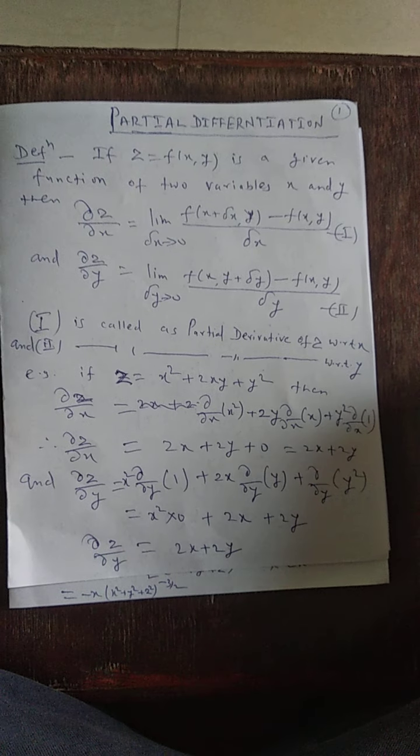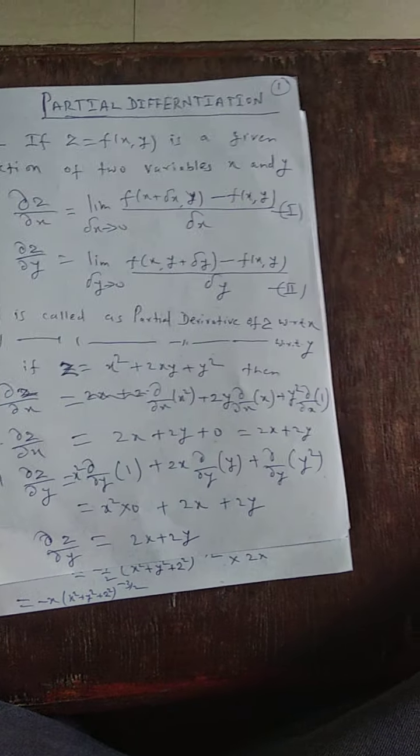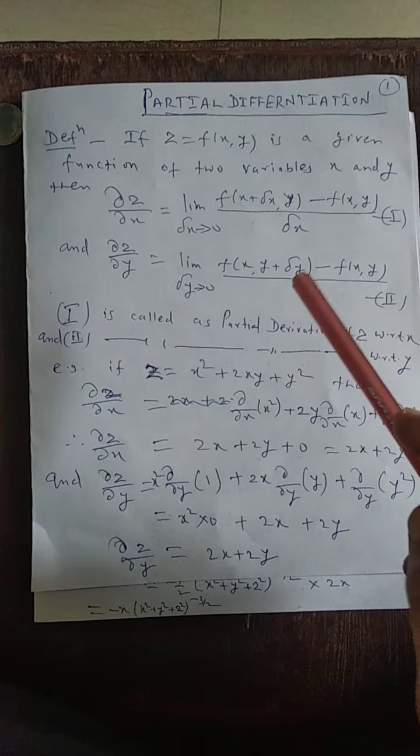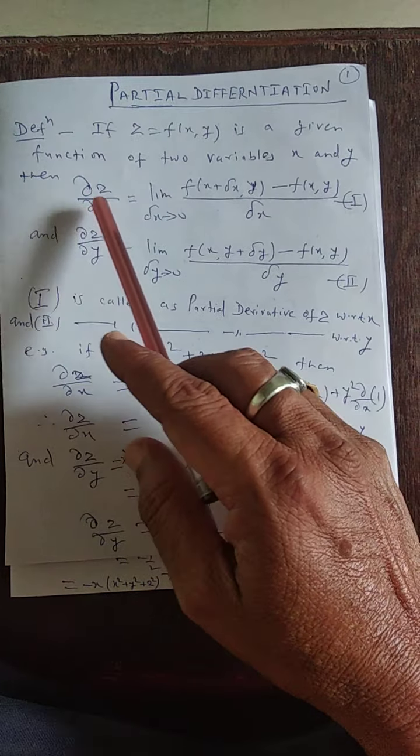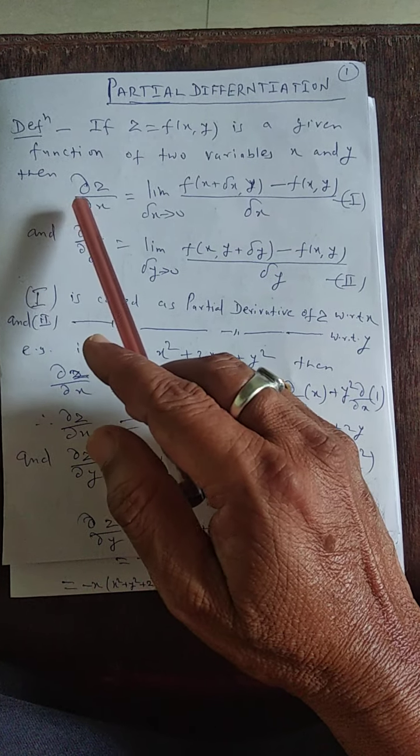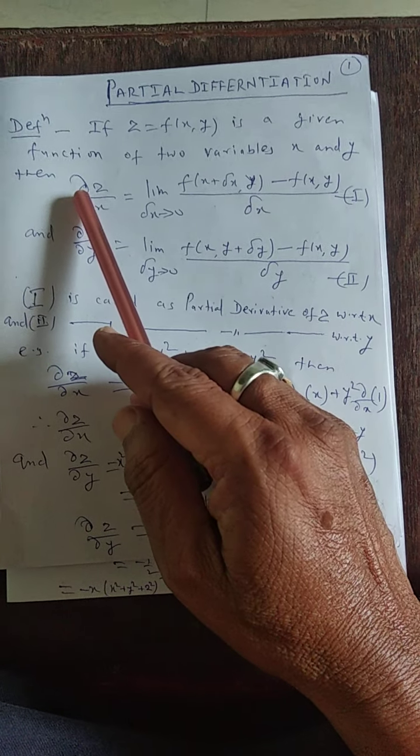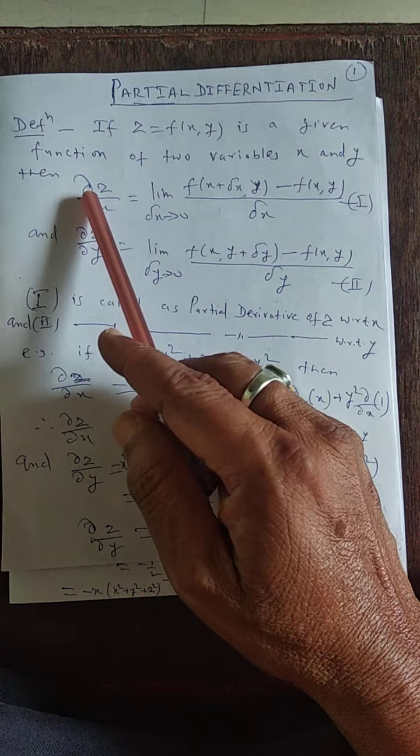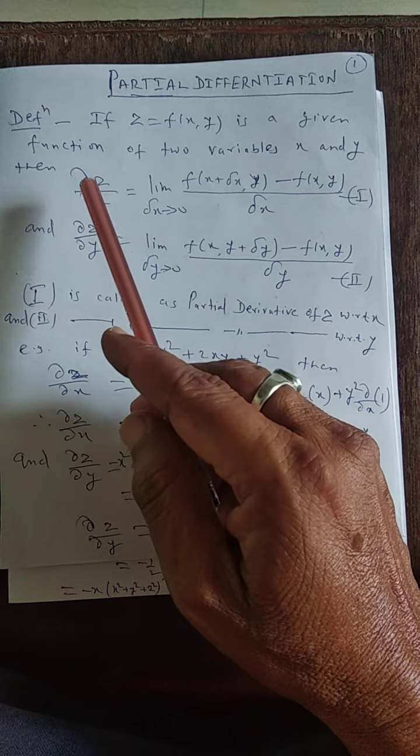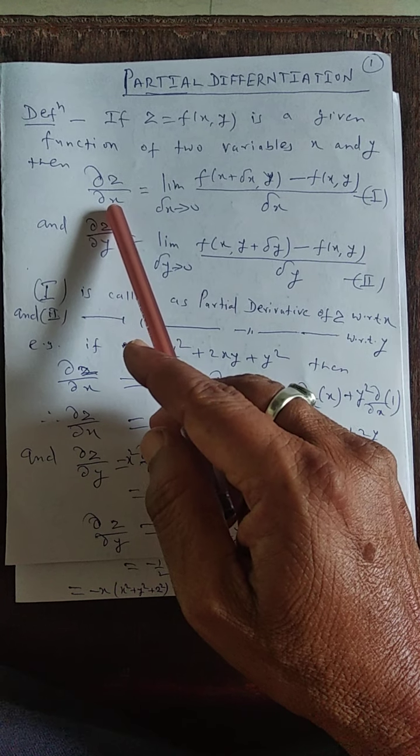So its definition is like this: if z is equal to f(x,y) is a given function of two variables x and y, then the partial derivative notation is like this. It is not d, it is dou or daba. It is pronounced as dou or daba. So dou z by dou x, and its meaning is partial derivative of z with respect to x.